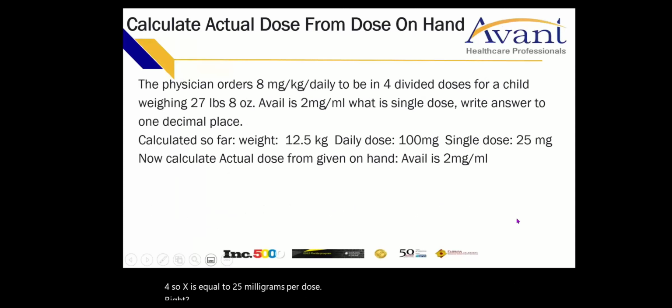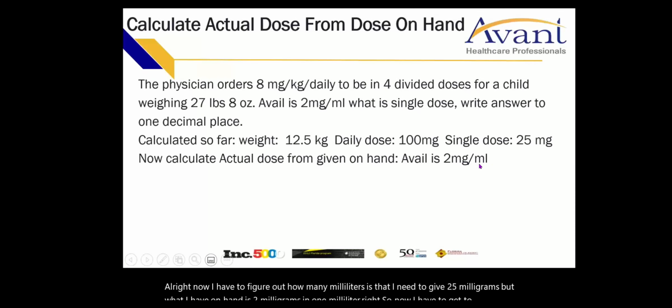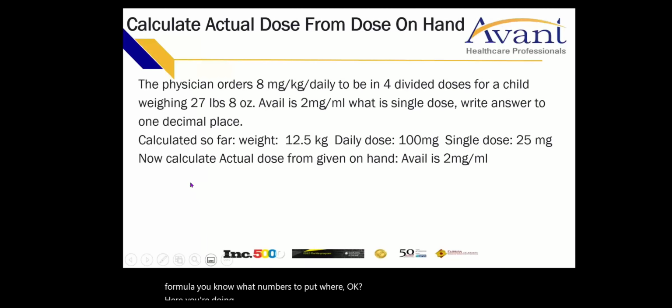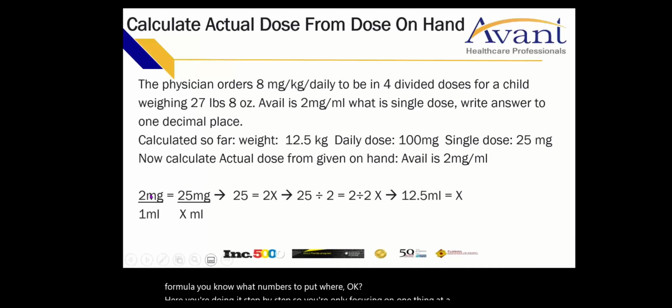All right. Now I have to figure out how many milliliters is that. I need to give 25 milligrams, but what I have on hand is 2 milligrams in 1 milliliter. Right? So now I have to get to milliliters. So you can see why this is a longer process, because you're doing it step by step by step, whereas your formula has you doing it all in one fell swoop. But you've got to make sure in a formula you know what numbers to put where. Okay. Here you're doing it step by step, so you're only focusing on one thing at a time. So 2 milligrams is to 1 milliliter, 25 milligrams is to X milliliters.